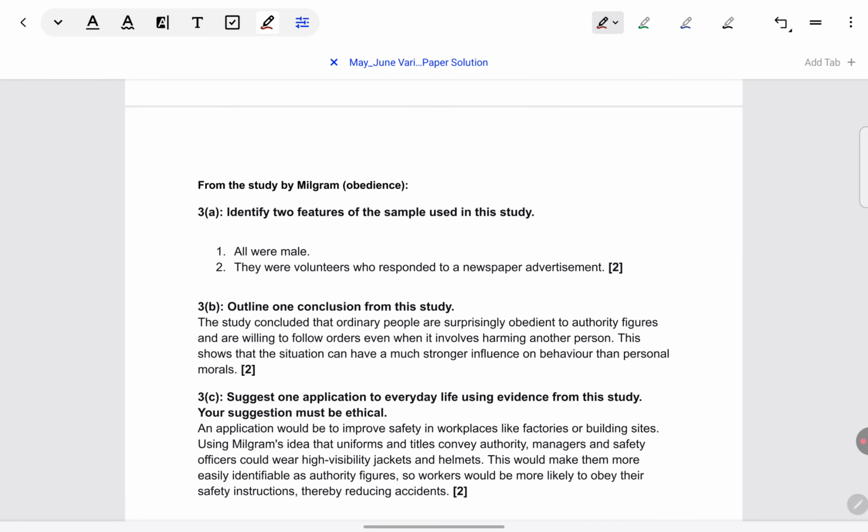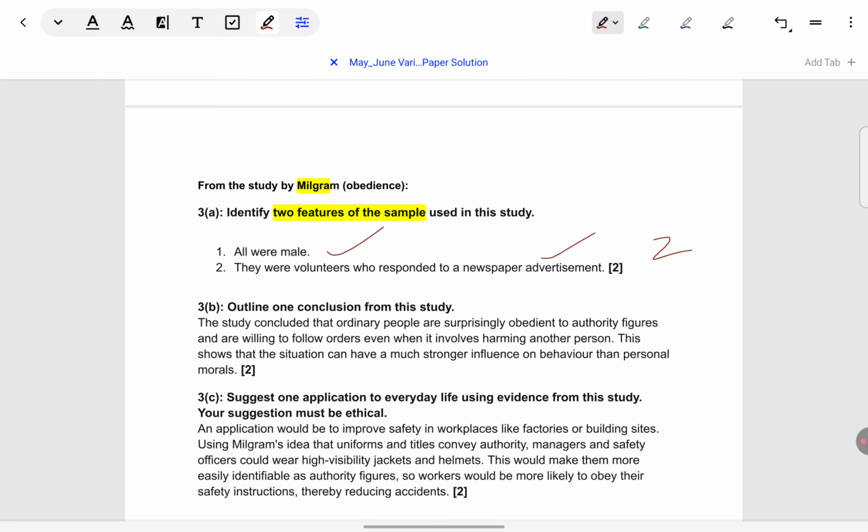Those were the questions from Pozzulo. Let's come to the questions from Milgram. So, from Milgram, they have asked us two features of the sample used in the study. Again, identify. These type of questions have been highly scoring in the May papers. Just memorizing and writing, that is all that is required. So you know that in Milgram all were males, all were volunteers, so those are given here as model answers. 2 points, 2 marks.